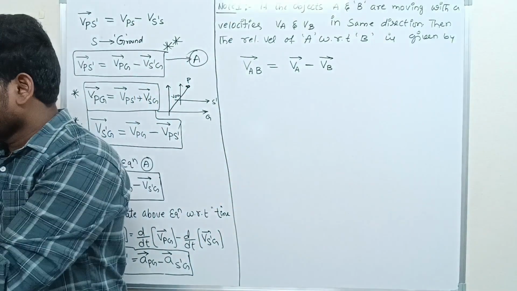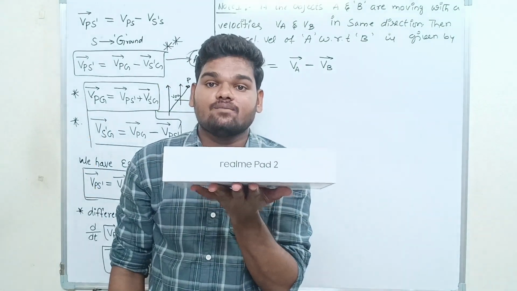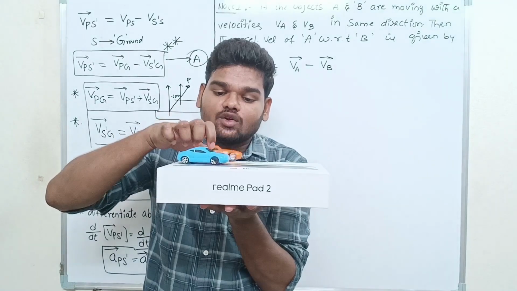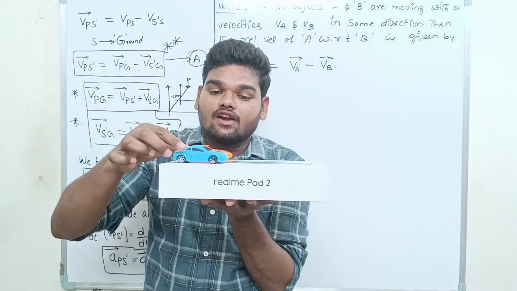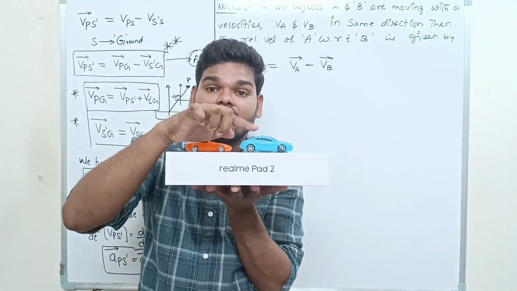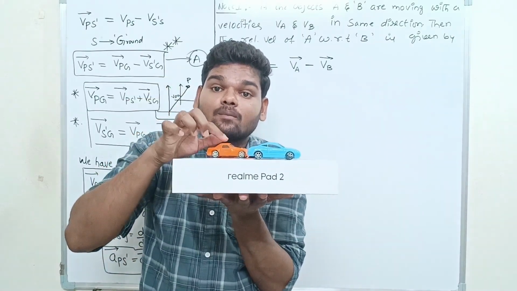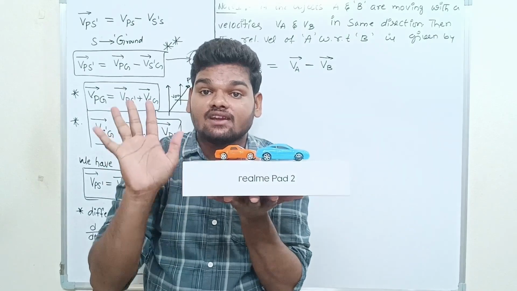Have a look. So what is this? This is a ground frame, and a rest frame. Whenever there are two objects, an object A and an object B, this object A is moving on the surface of the ground, and this object B is also moving on the surface of the ground.